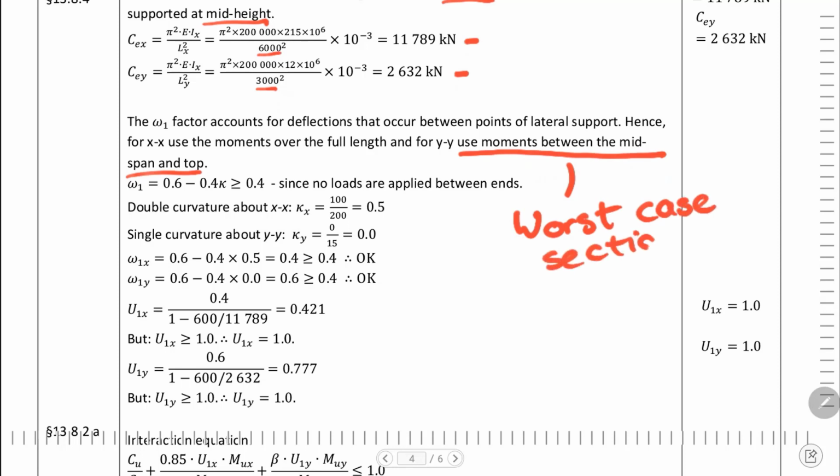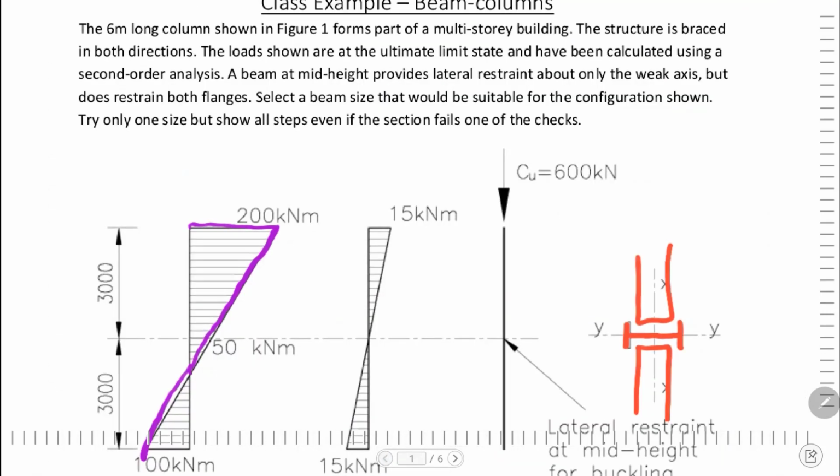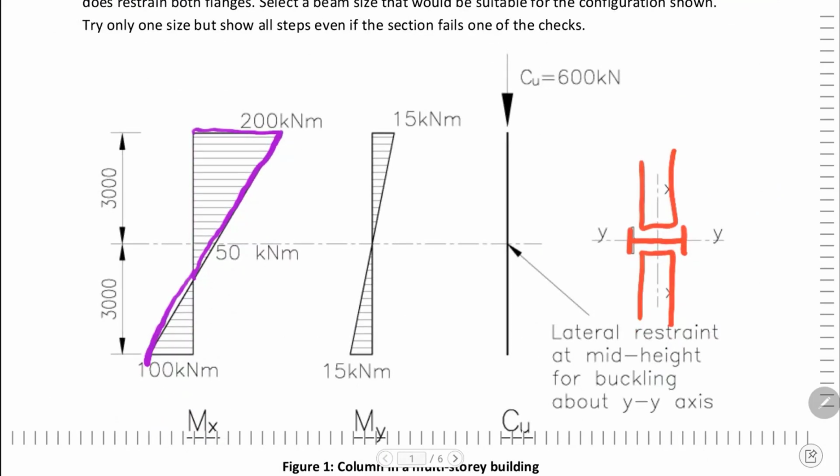Because I effectively have 2 different beam columns I'm going to design here. For the bending resistance, there is a lateral restraint at mid height. So either I can design the top of the section or I can design the bottom of the section. I have 2 different sections for bending resistance. So we've got to say, which is the worst case?